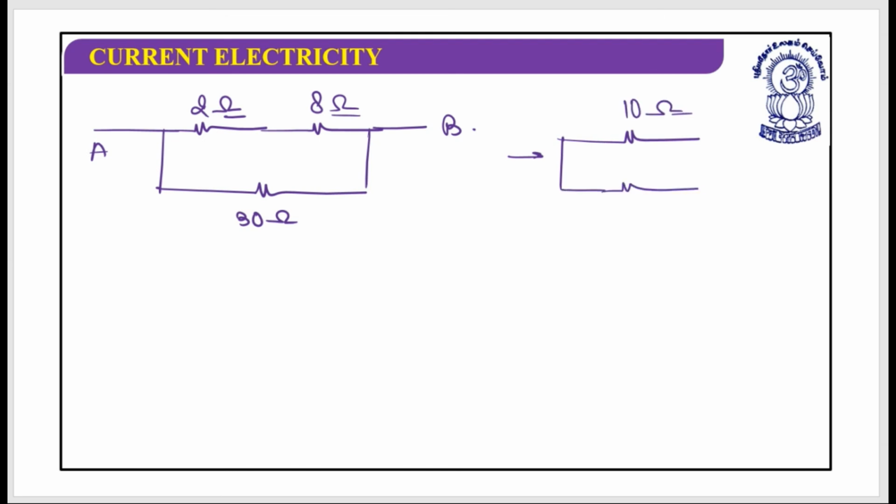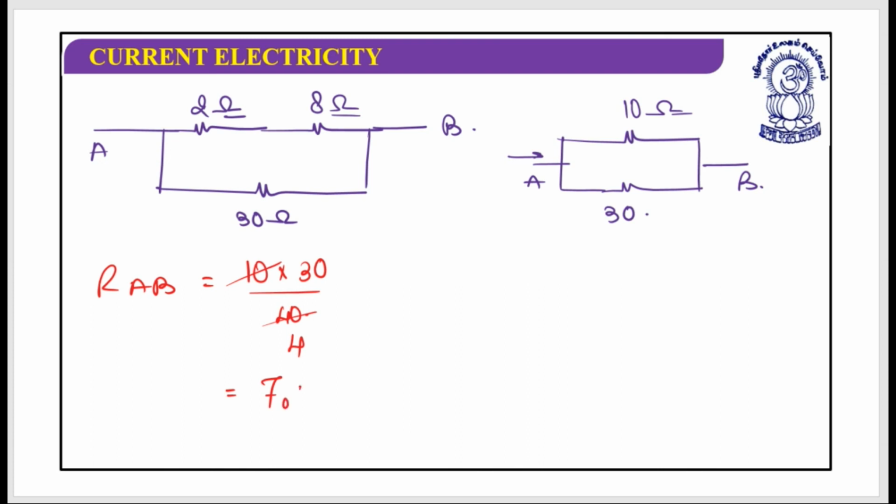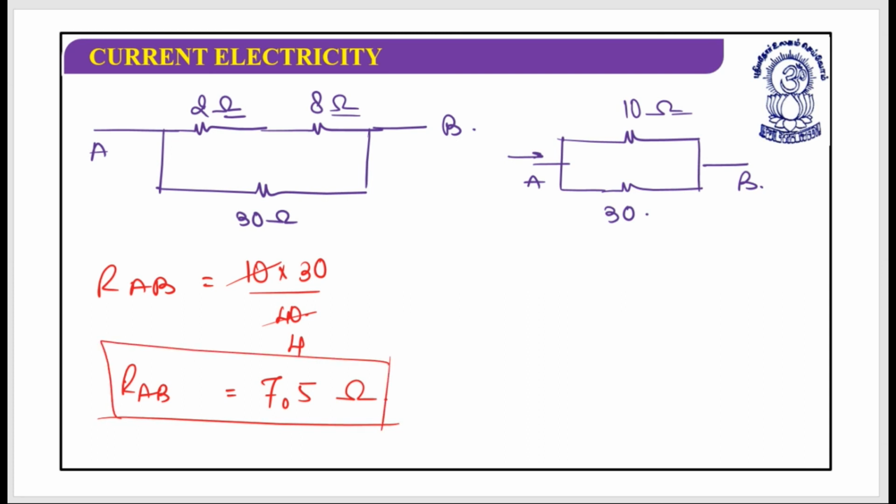10 ohm in parallel with 30 ohm. This is A, this is B. So RAB should be written as 10 multiplied by 30 divided by 10 plus 30, which is 40. So 10 4s are 40, and 30 by 4 is 7.5 ohm. This is RAB. I hope these things are clear.